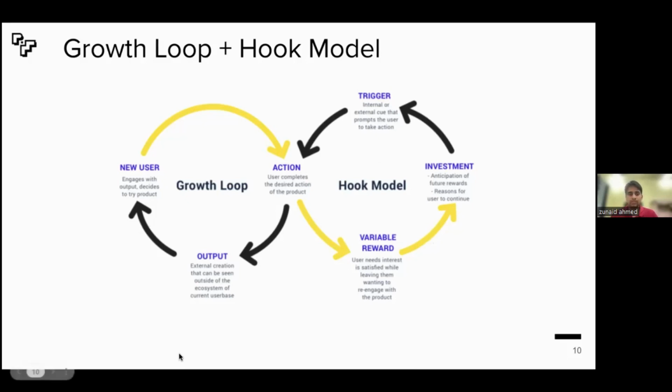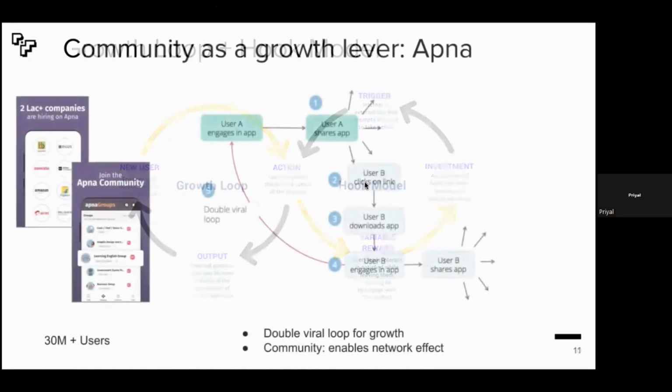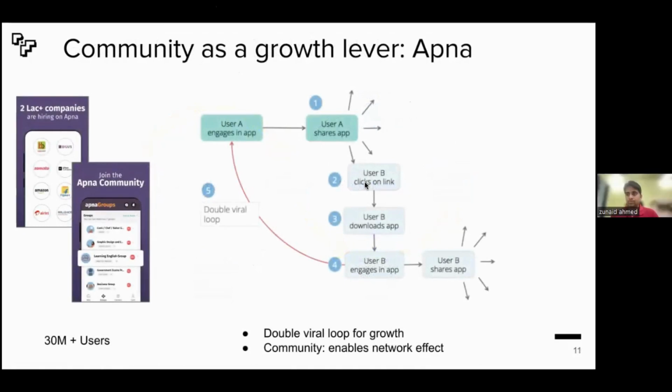I hope this answers a lot of questions related to engagement and retention as well. Yes, Junaid, I guess we can go ahead. Sure. So I'll move to the next concept.